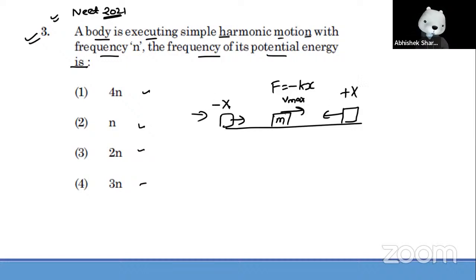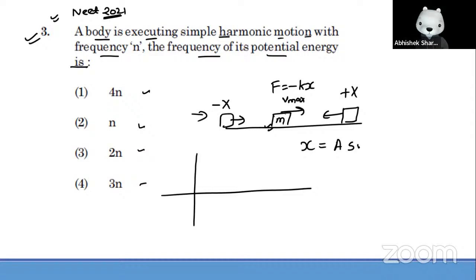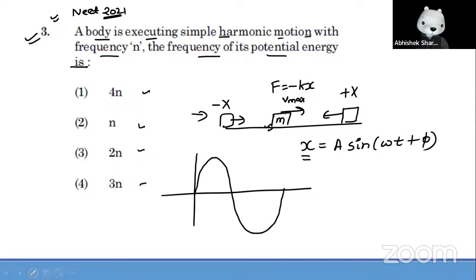Okay, so now let us comment on the frequency of simple harmonic motion in the position term. If we draw the graph, it comes like this, because we know position of a block executing SHM is given by A sine omega t plus phi. But how will the graph be? Graph will be like sine. Sine 0 is 0, sine 90 is 1. So it will be like this, and this completes one cycle.